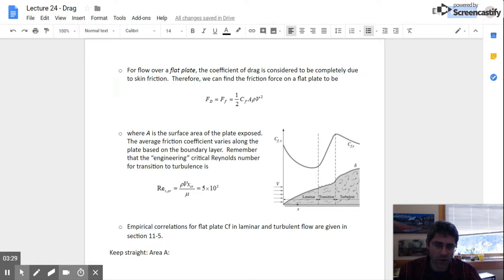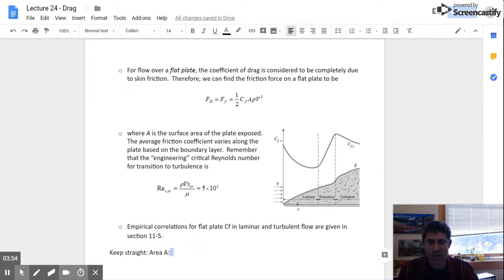and then you could calculate the drag force on the plate, and the drag force at different points on the plate. Because again, C sub F is varying over the course of the whole plate. In these relationships, you can sort of get the average friction coefficient over the entire plate, and that's what those are trying to do. Okay.